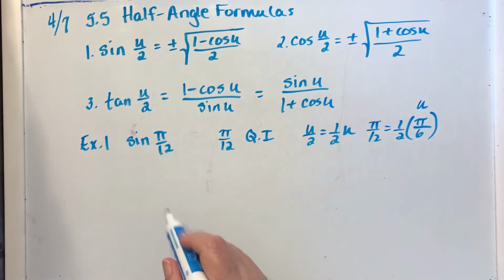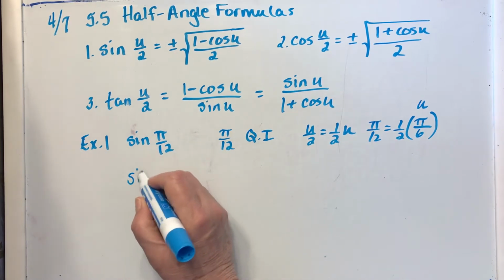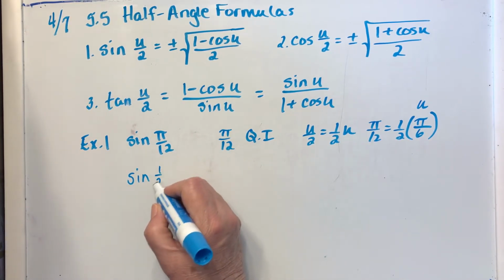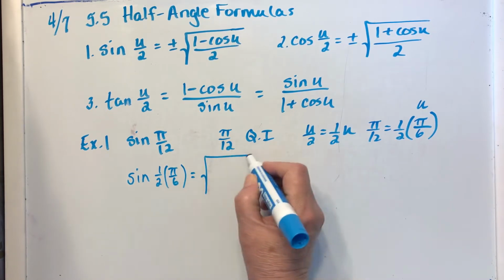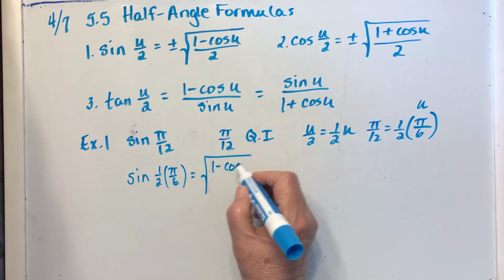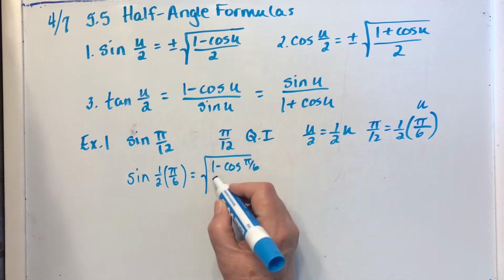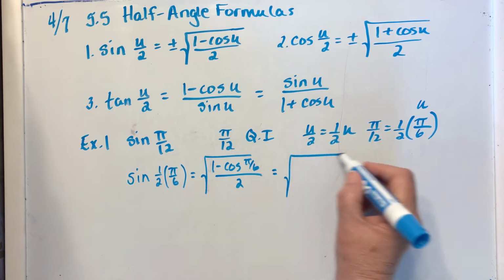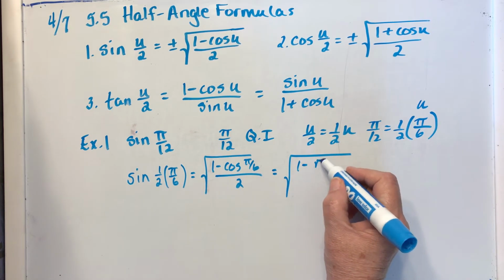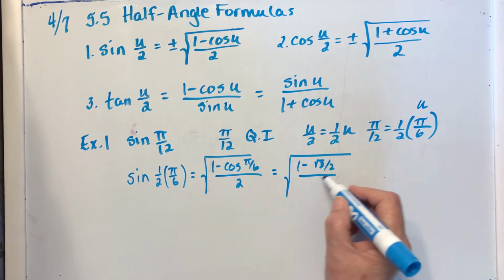So the sine of pi over 12 becomes the sine of 1/2 of pi over 6. So that's going to be the square root of 1 minus the cosine of pi over 6 all over 2. Cosine of pi over 6 is just on our chart. So that's 1 minus the square root of 3 over 2 all over 2.